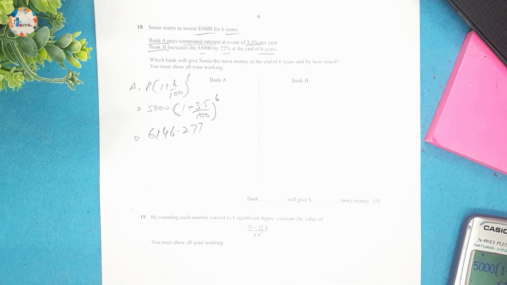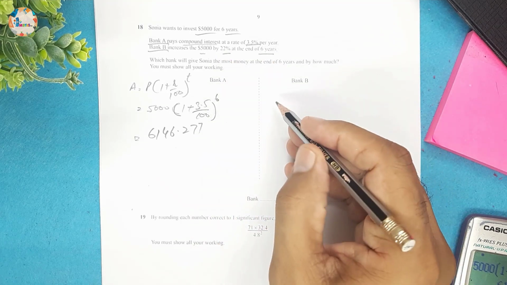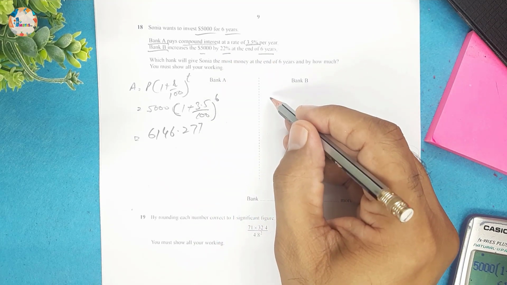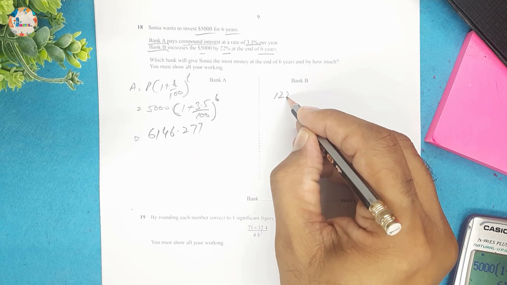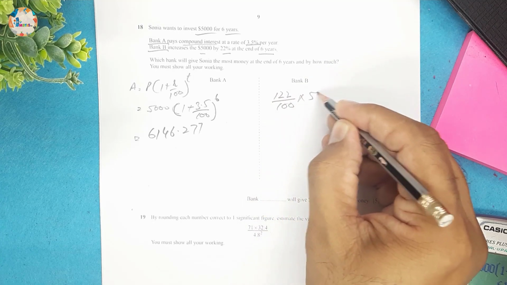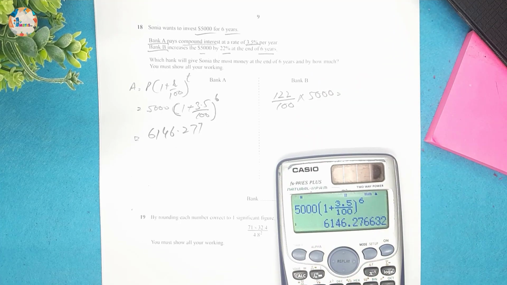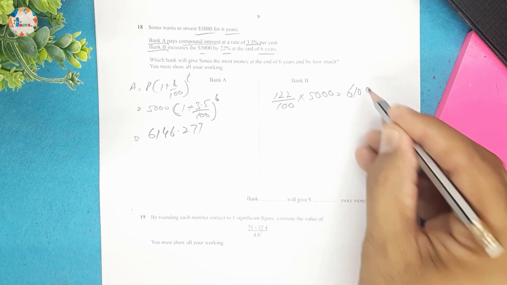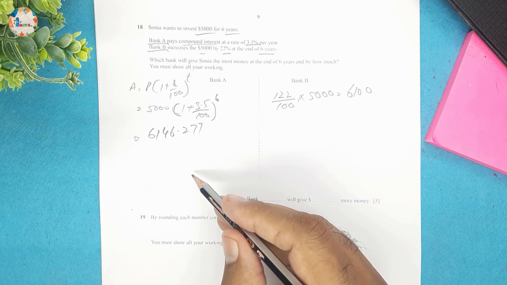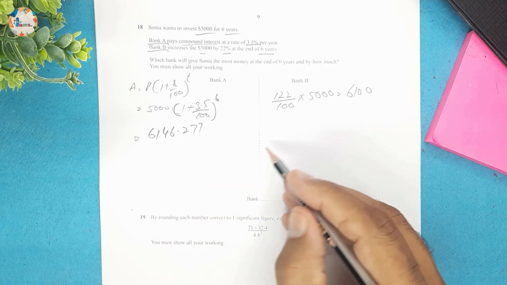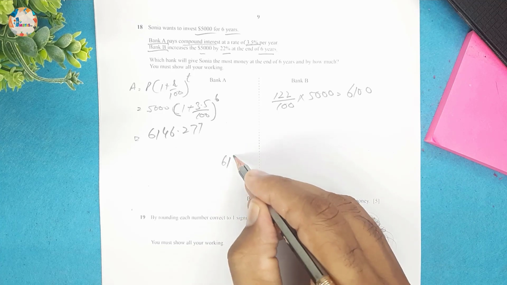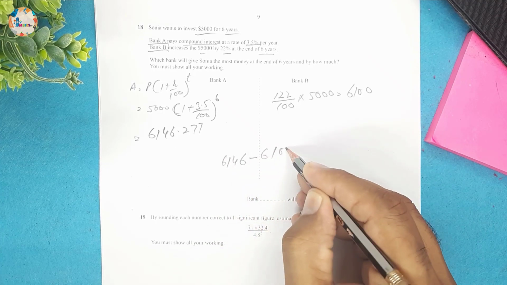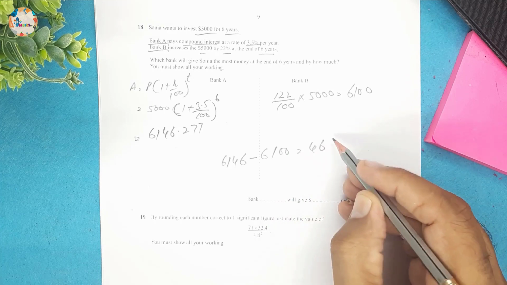Now for Bank B, it will be giving 22%. So directly we can calculate 122% of 5000, and 122% of 5000 will be equal to 6100. So Bank A will be basically providing more, and we can subtract 6146 minus 6100, and this will be equal to 46.